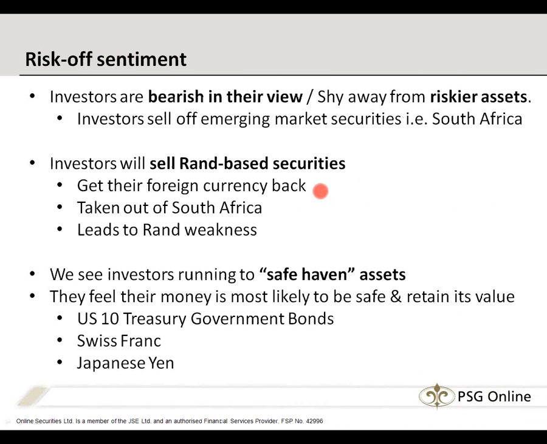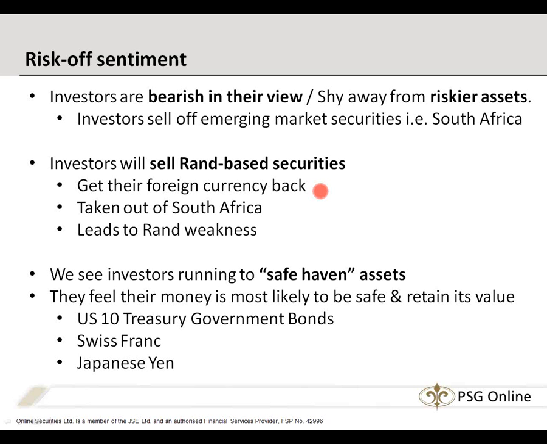Other side of the coin, risk off. This is where I'm bearish. I'm bearish in my view. I'm negative. I shy away from riskier assets like South Africa and China and Brazil, etc. I'm taking my money back home. That's what I'm talking about, risk off. I'm risk averse. I want to go back to a safe haven. A safe haven can be US Treasury bills, the Swiss franc, the Japanese yen, whatever the case might be.